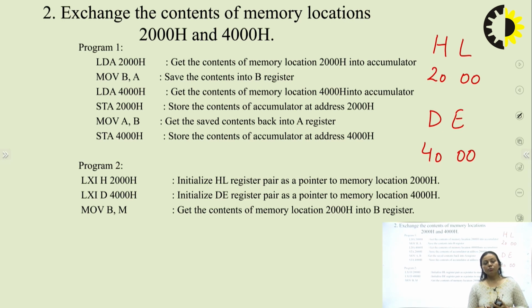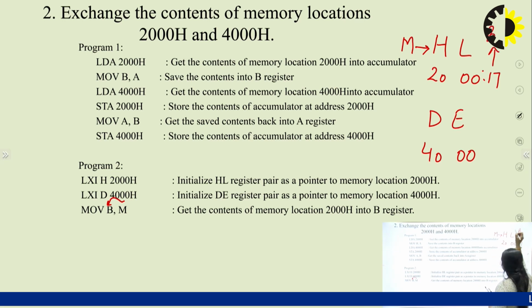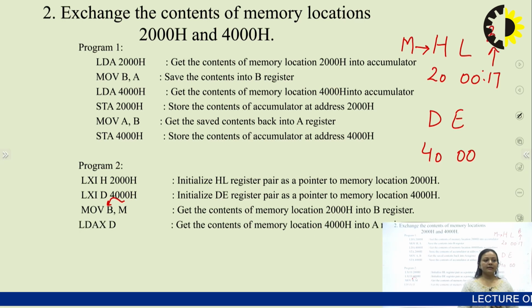Now I can say move the contents of memory to register B. Now again, where is the memory? Memory is again pointed to by the HL pair. So the memory pointer is nothing but the HL pair. HL has 2000. So the data which we have at location 2000, I assumed it to be 23, let's say 17, is being moved to register B. So the first data is in register B.